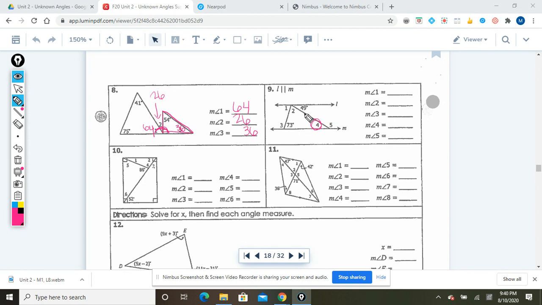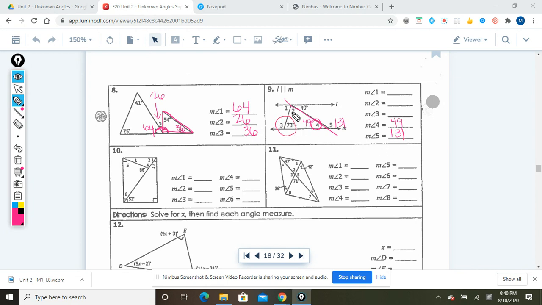Angle 4 is what I see first. If these lines are parallel, that's what this is telling me. Angle 4 should be 49 because it's alternate interior with this. Now I could either use linear pair, or if I didn't see the 4 and the 49, I could use that these were same side interior. And 180 minus 49, either way, gives me that angle 5 is 131.